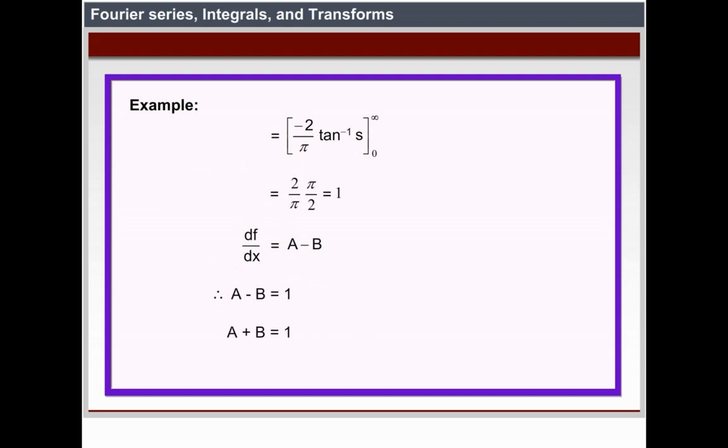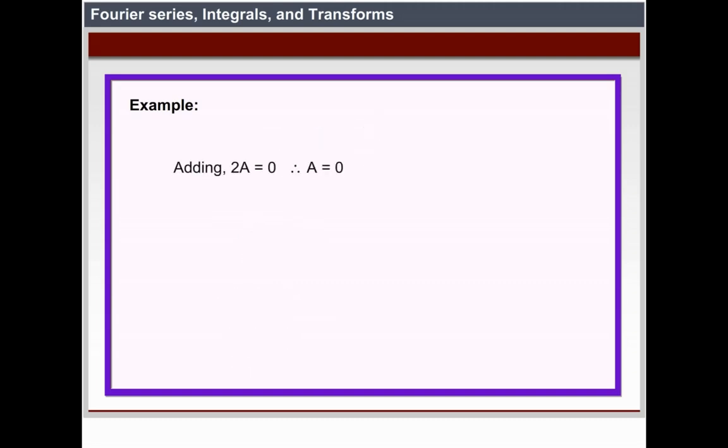Then a plus b equal to 1 and a minus b equal to 1. After adding these two equations, we get 2a equal to 0, then a equal to 0. Subtracting, 2b equal to 2, then b equal to 1. Therefore, f of x equal to e power minus x.